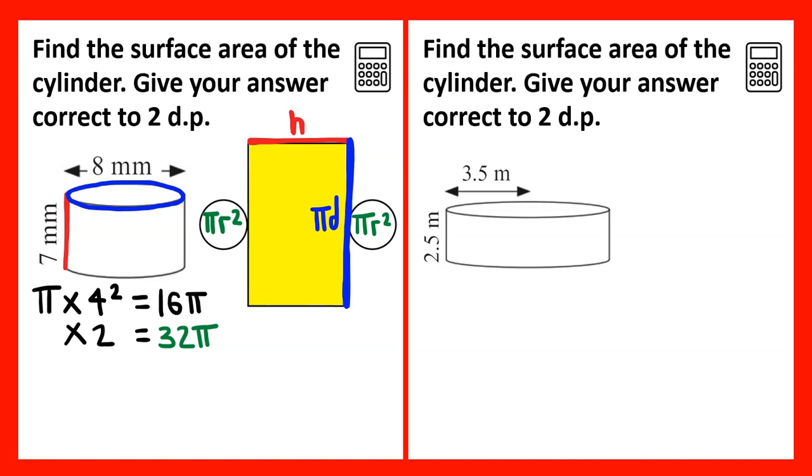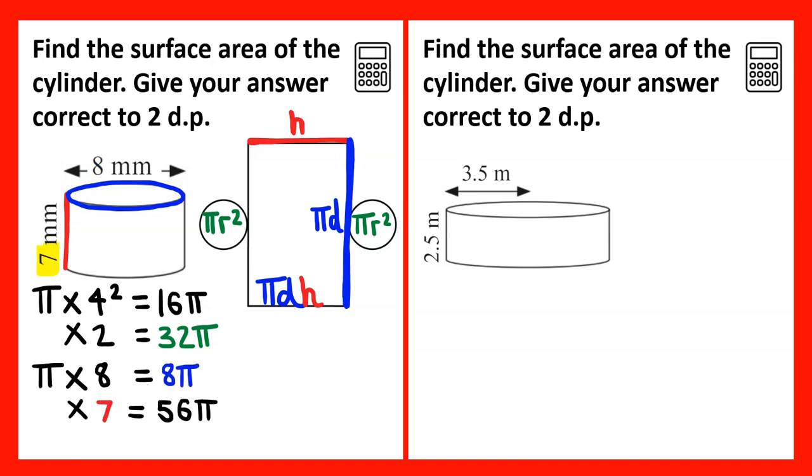The circumference is worked out by doing pi times the diameter, and therefore the area of the rectangle would be pi multiplied by the diameter multiplied by the height. Therefore, the area of the rectangle will be worked out by doing the length of the rectangle multiplied by the width of the rectangle, pi times the diameter multiplied by the height. The diameter is given as 8 millimeters, so pi times the diameter is 8 pi, and then multiplying this by the height would be multiplying by 7, which is 56 pi.